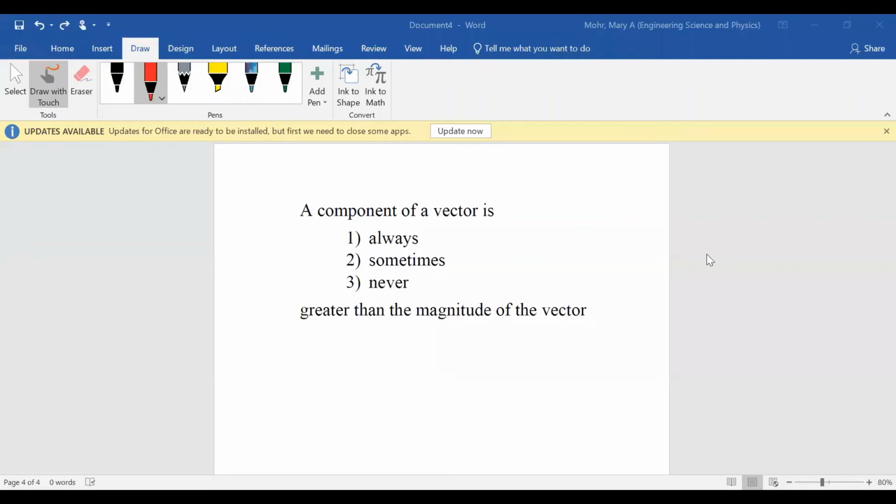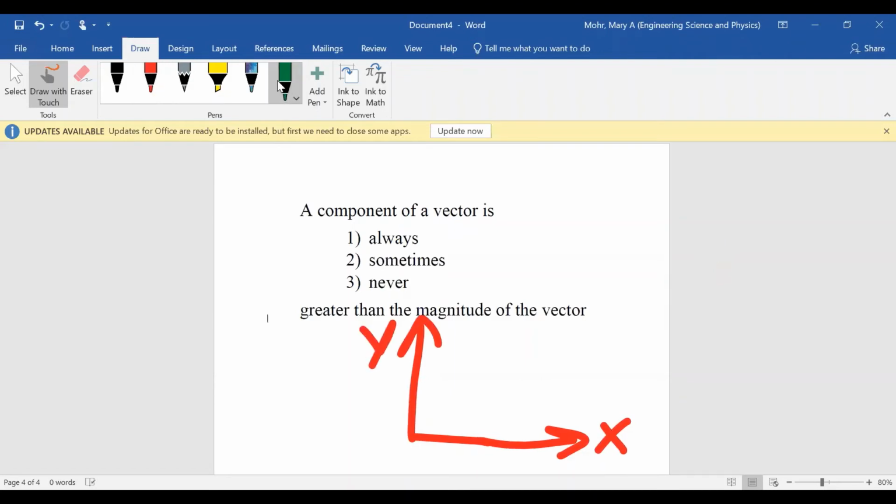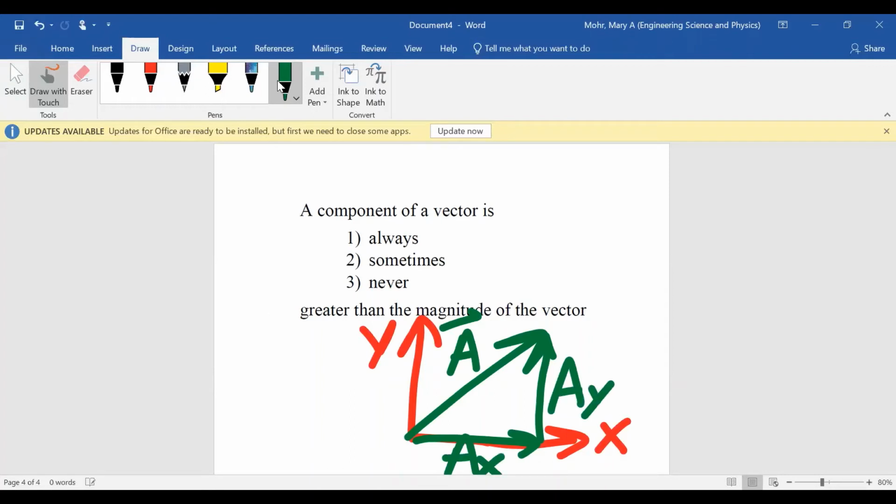For our next question, we're going to talk about vector components. So let's say I have a coordinate system, and this is the x direction, this is the y direction, and then I have a vector like this. If I break this vector down into components, I have the x component and the y component. When I add them together, I get the original vector. The x component's going in the x direction. The y component's going in the y direction. So let's call this vector A. Then this is the x component, and this is the y component.